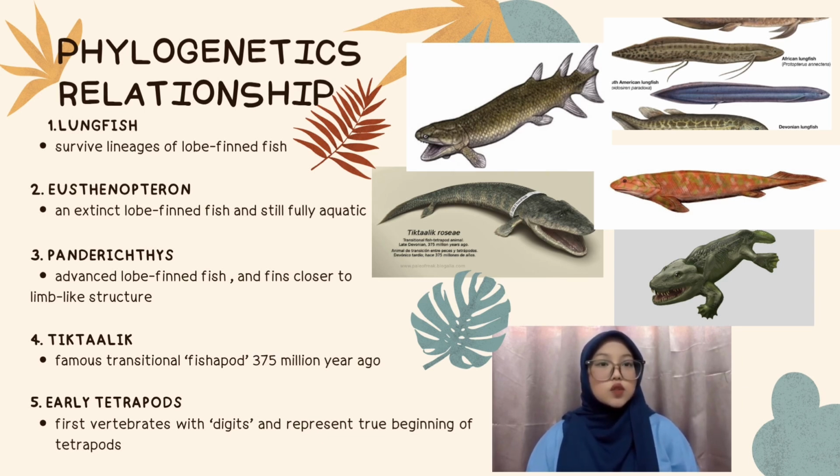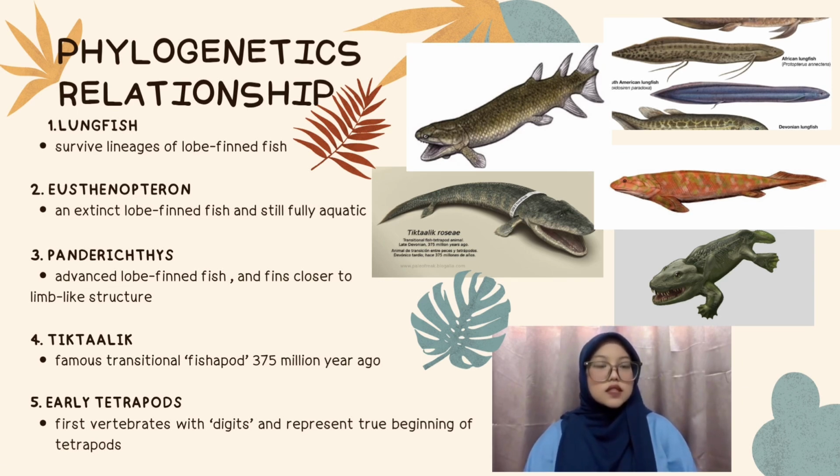Next, we go through Eusthenopteron, an extinct lobe-finned fish. Its fin has bones resembling the humerus, radius, and ulna. Eusthenopteron is still fully aquatic. Next is Panderichthys, a more advanced lobe-finned fish. They had a flatter skull and eyes on top of the head. The fins were closer to limb-like structures.